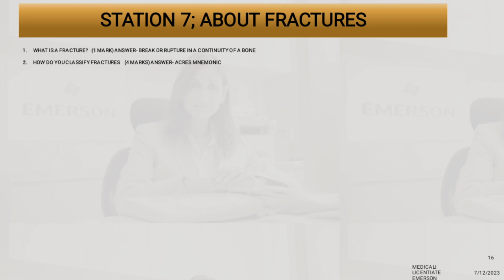The mnemonic is ACRES: A anatomical, C clinical, R radiological, E etiological, then S for specials. Under etiological classification, we have traumatic, where the trauma could be direct or indirect. Under the same etiological, we can have pathological fractures, some are spontaneous, some are of trivial violence. Then you can also have stress or fatigue fractures under etiological.